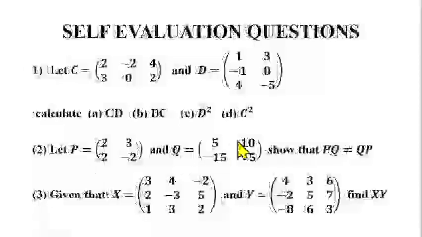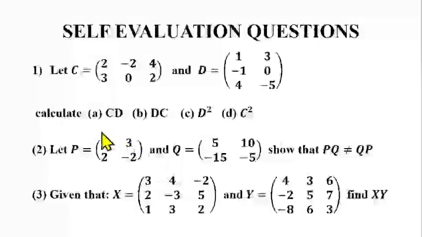Now if you understand how to multiply matrices together, then attempt this question on the screen right now. You have matrix C and matrix D. You have to find CD, you have to find DC, you have to find D square. That means this matrix squared, that is, in two places, this multiplied by this again. So the C square will be this matrix in two places as well, multiplied together. So check if they can multiply before you go ahead and multiply. If they cannot multiply, then you write it is impossible.